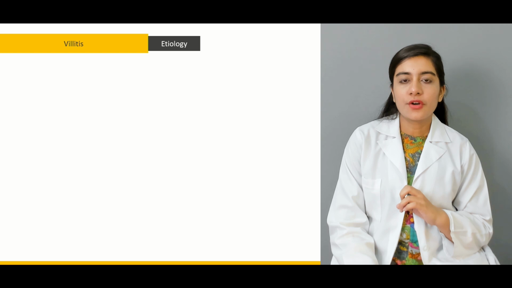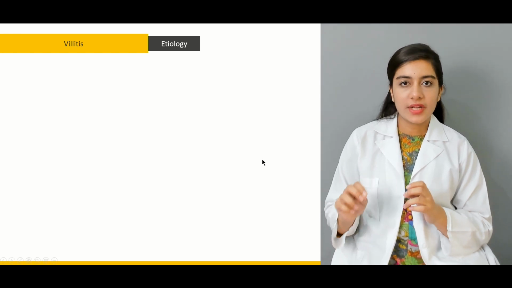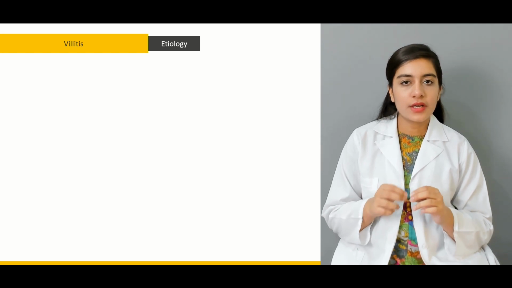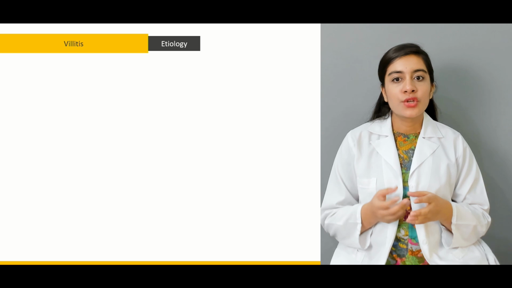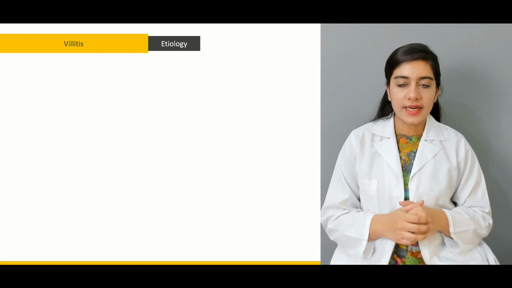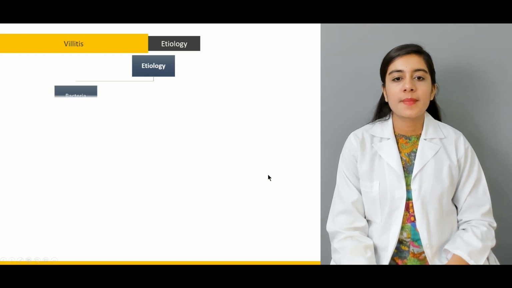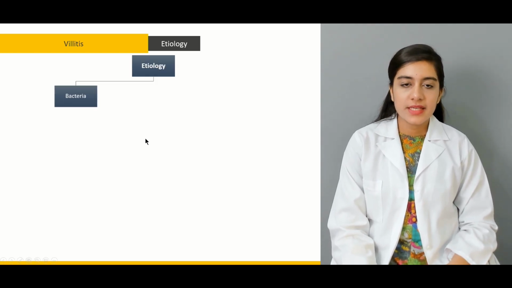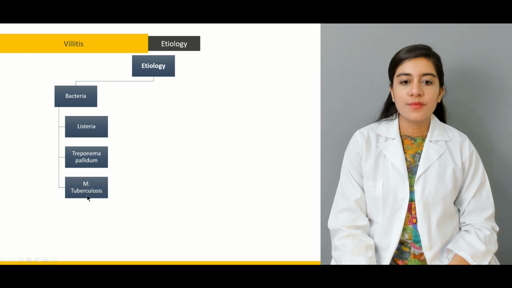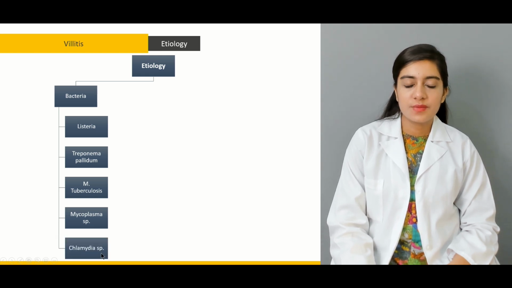Okay, now talking about the etiology, there are different organisms, bacteria, viruses, and so much more that can be the cause of Villitis. So there is a whole list of organisms that we will be talking about in this slide. The first one are the bacteria. All the bacteria that cause Villitis are, first, Listeria, Treponema pallidum, M. tuberculosis, that is Mycobacterium tuberculosis, Mycoplasma species, and then finally we have Chlamydia species.